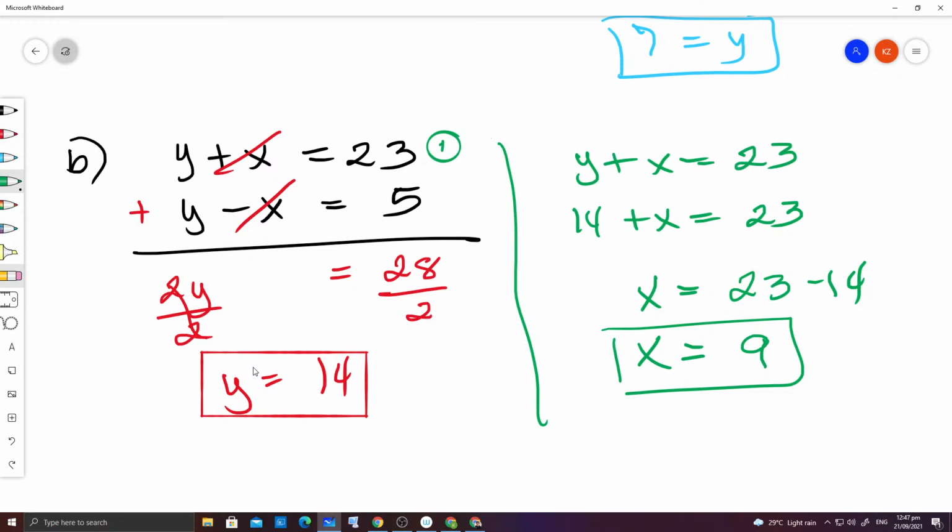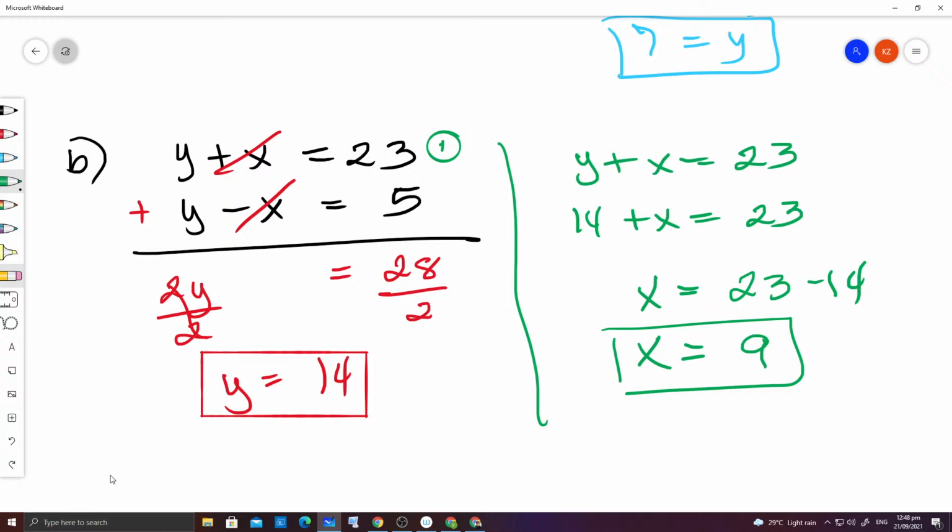If we check by looking at the equation, 14 plus 9 is 23, and 14 minus 9 is 5. By looking at it, there's no need to write. By looking at your answer, you can see whether it is correct or not.